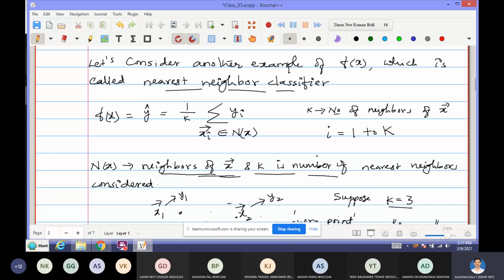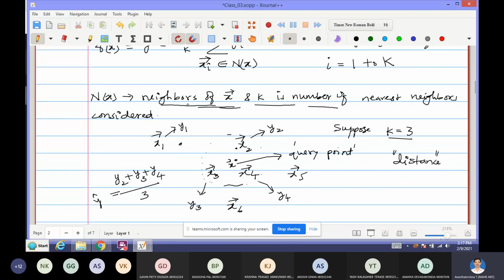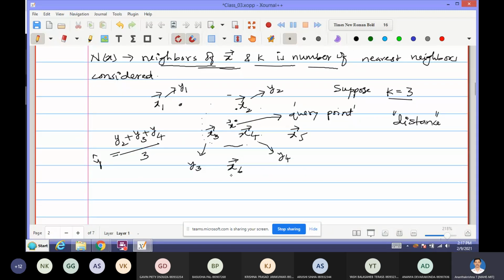Now we'll take this example for better clarity. So N of x, I said, is the neighbors of x, and k is the number of nearest neighbors that are considered. Okay, so there is a distribution of the data that we have. Let's consider some x1, x2, etc. in the space. These are the input data points. Now there is a query point here. Just let me highlight this.